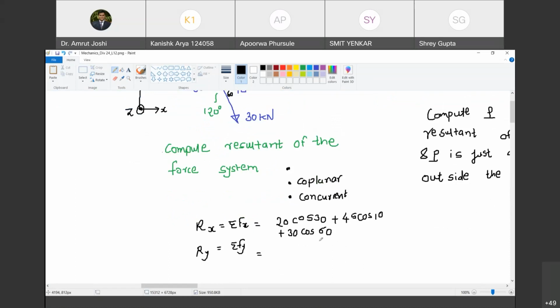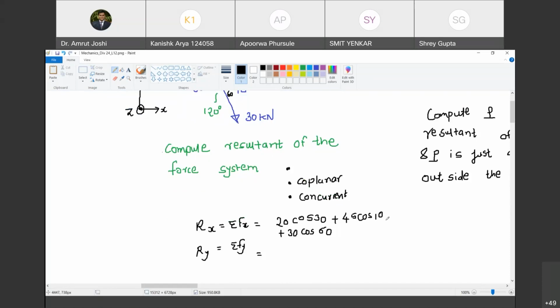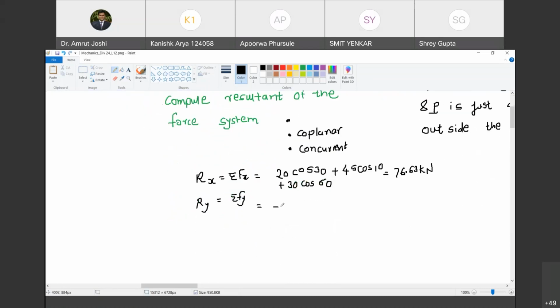Meanwhile, you can calculate this summation Fx and tell me the value. Summation Fx will be 76.63. 76.63 kilonewton, sir. Very good. No, it's not Newton, kilonewton. Kilonewton, yes, sir, because all the forces are given in kilonewton. Summation Ry, quickly: minus 20 sine 30. Are you with me? Yes, sir.